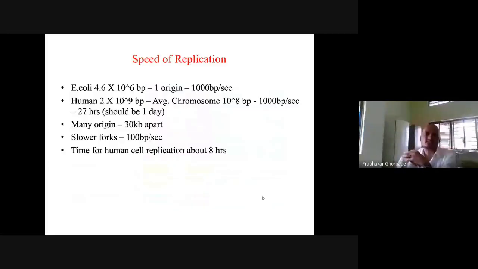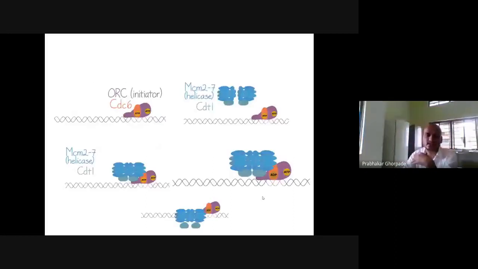Speed of replication: E. coli genome is 4.6 into 10 raised to 6 base pair. It has one origin and it can go up to 1000 base pair per second. A human chromosome is around 2 into 10 raised to 9 base pair, and the average human replication fork goes around 1000 base pair per second, and it has many replication origins around 30 kb apart. Slower performance can be 100 base pair per second. Time for a human cell replication can be around 8 hours.